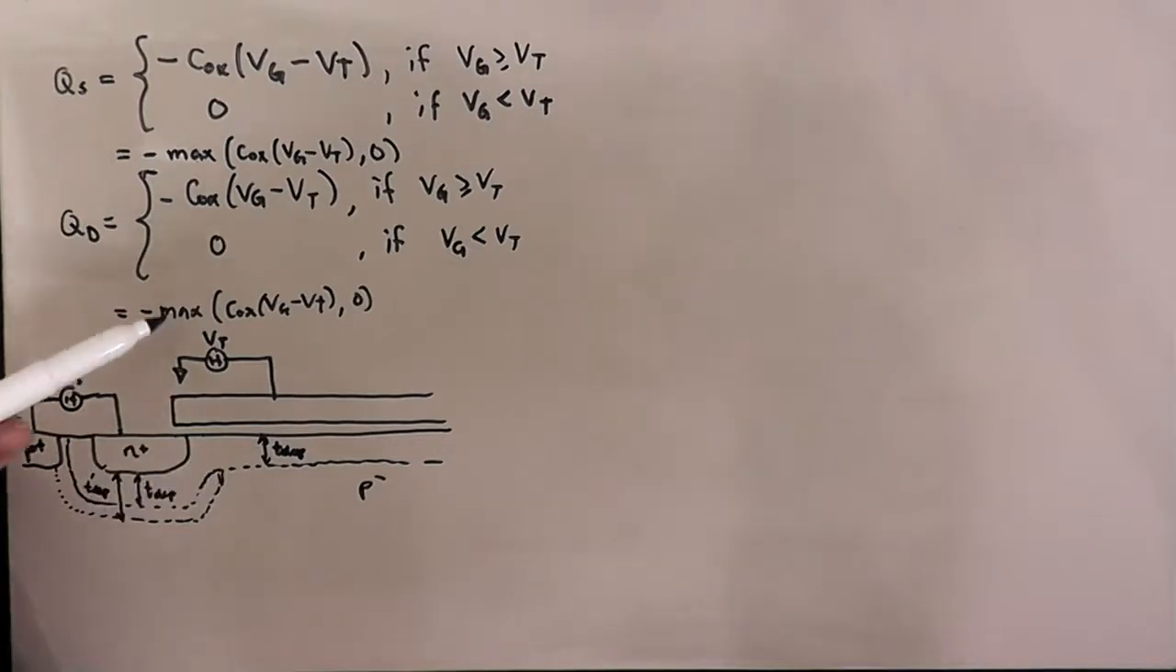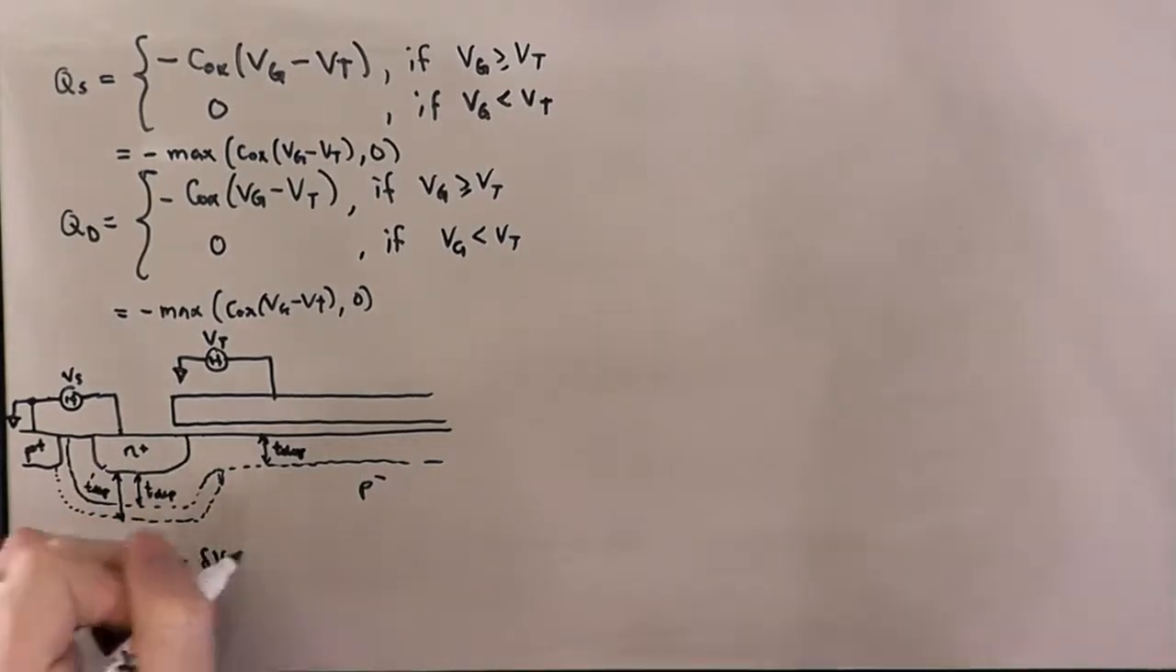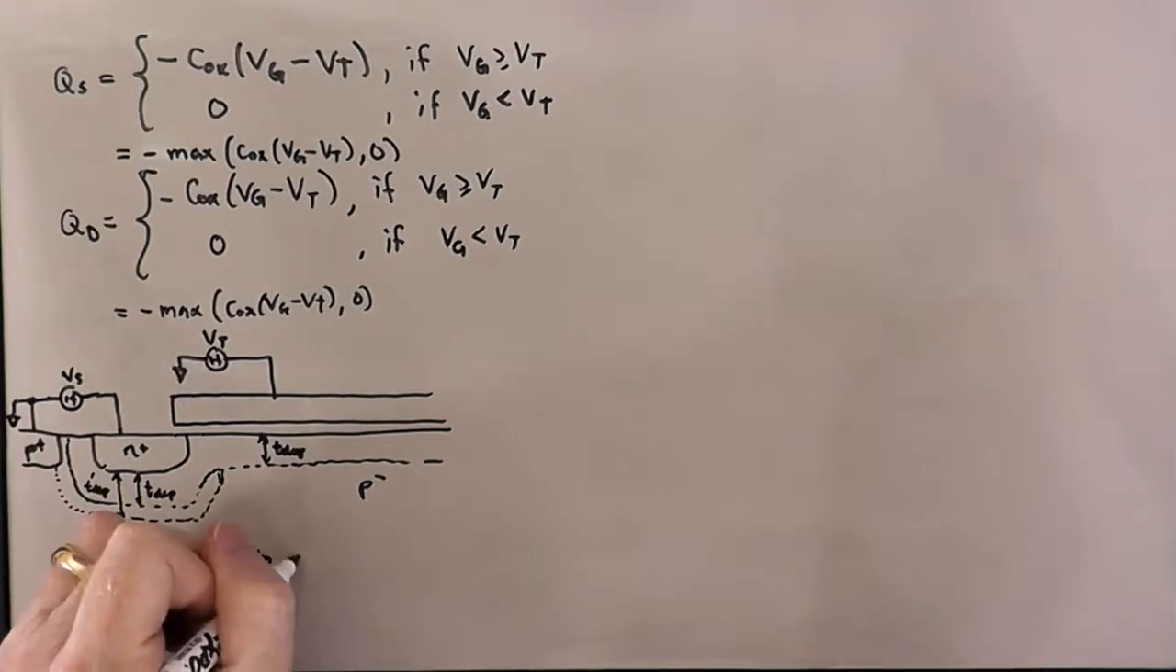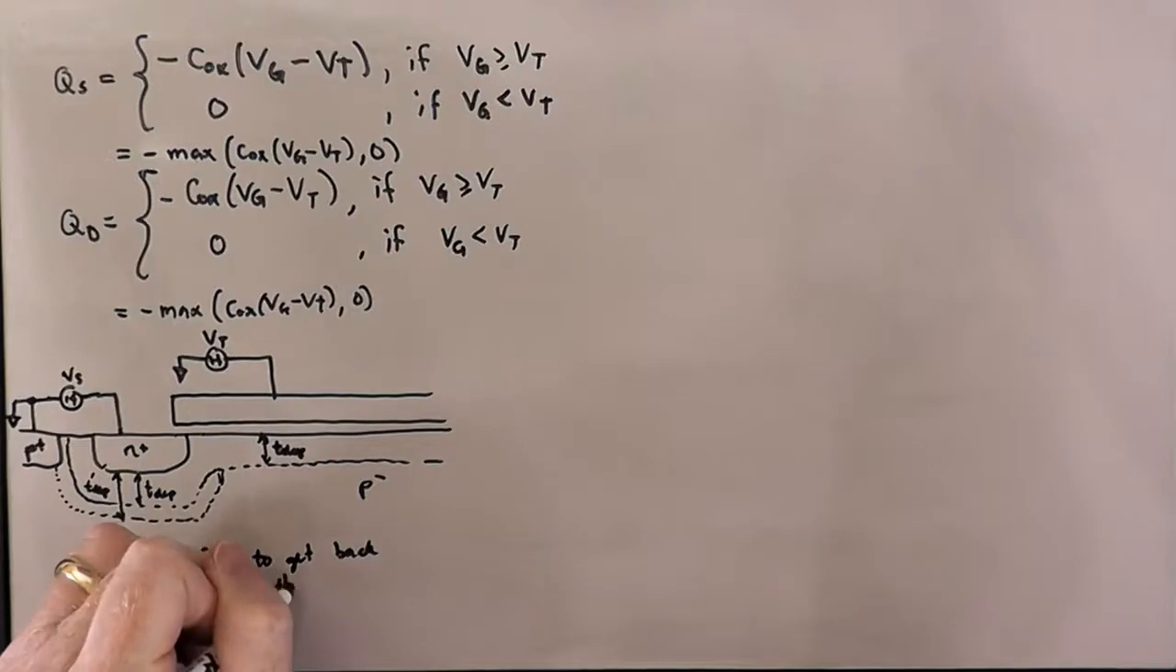And so in order to get back to the same position, which was just at threshold, we're going to need to increase the gate voltage. And we ideally need to increase the gate voltage by an amount that moves the surface potential by the same amount as we move the source. So we need delta psi s to be equal to delta Vs to get back to threshold.